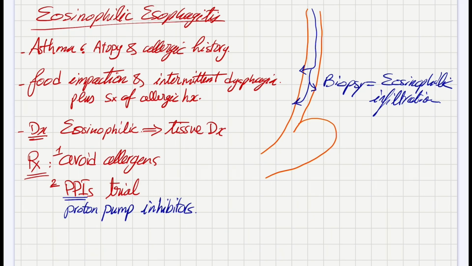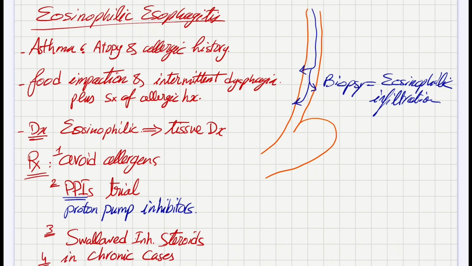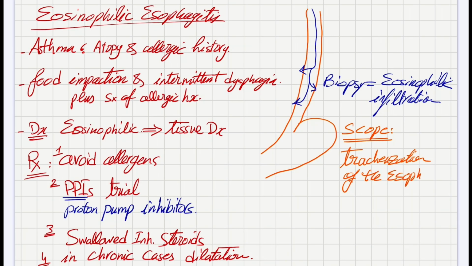And here we give the famous treatment, the inhaled steroids, but we take them as swallowed inhaled steroids, mainly budesonide or fluticasone. We also use, in chronic cases with concentric rings formation, dilatation of the esophagus. Now, for the scope in chronic phases, it shows tracheization, which we mentioned earlier, and in early stages, the esophagus appears normal and they take random biopsies.